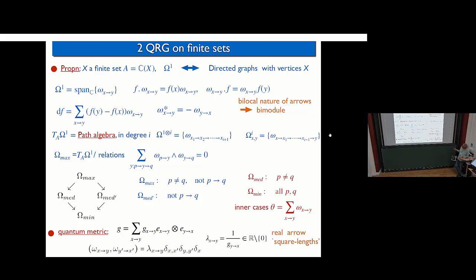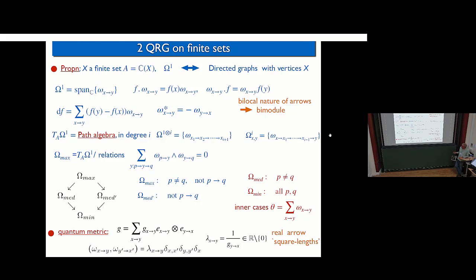Now, omega med and omega min, they're inner calculi. What that means is that there is a particular one form, this one, theta, for which the commutator with theta gives you d. That could never happen classically because the commutator with a one form would be zero. But in the quantum world, many differential calculi are inner. They have an element theta for which the commutator with theta recovers the derivative, and that's the case here. We're assuming our set, at least our arrows, should be finite in number.